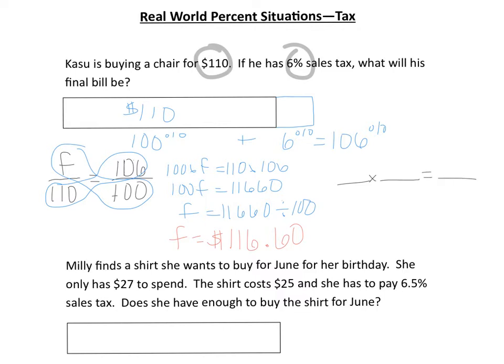If we did the equation, because you still have that option, we move the decimal 2 spots to get that the tax percent is going to be 1.06 of the $110 that he spent, and that'll give you your final bill. So we multiply 110 times 1.06.